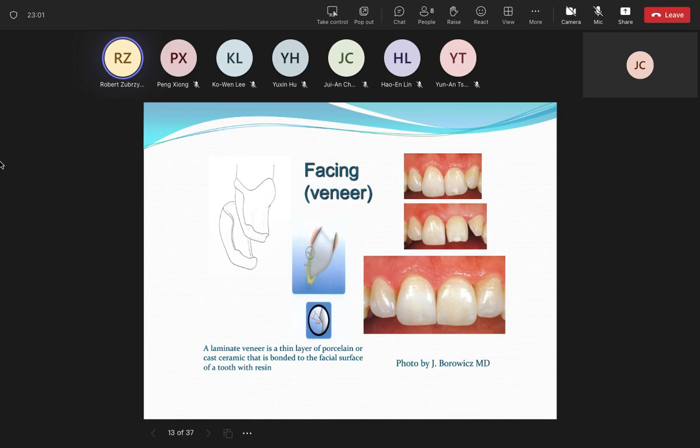And we have veneer. A laminate veneer is a thin layer of porcelain or cast ceramic that is bonded to the facial surface of a tooth with resin. And on the right side you see an example of veneer, usually made from ceramic or composite.